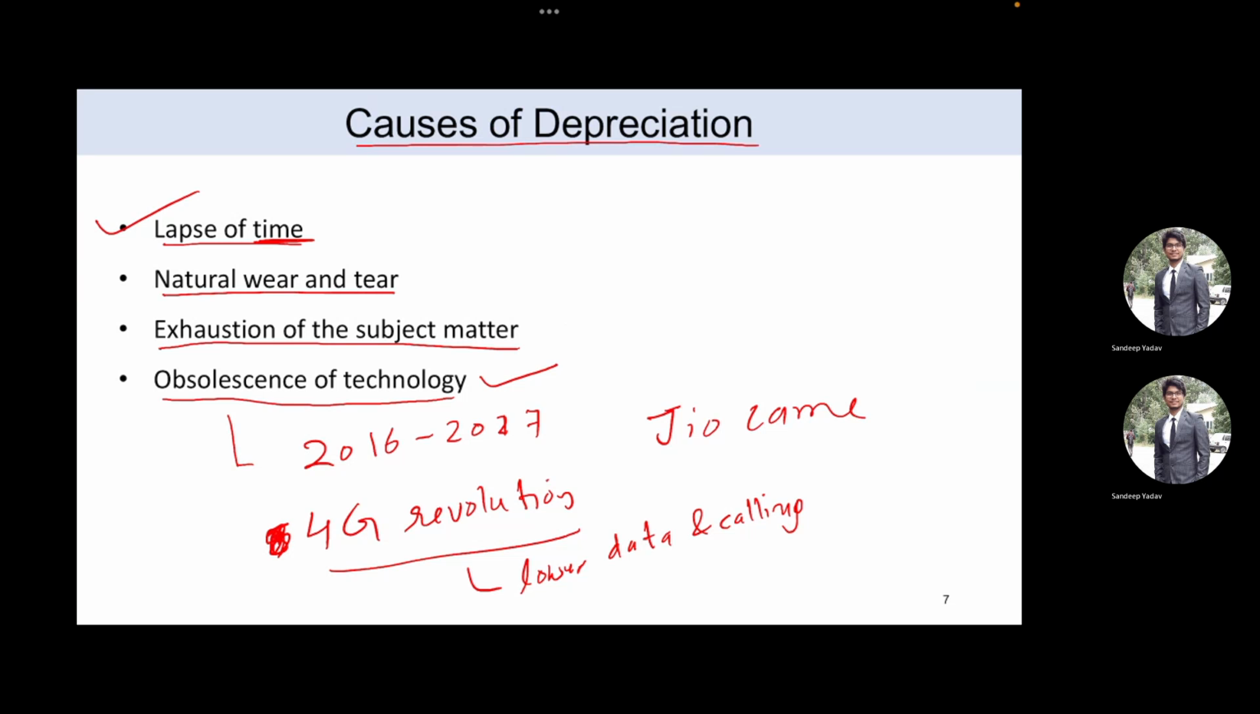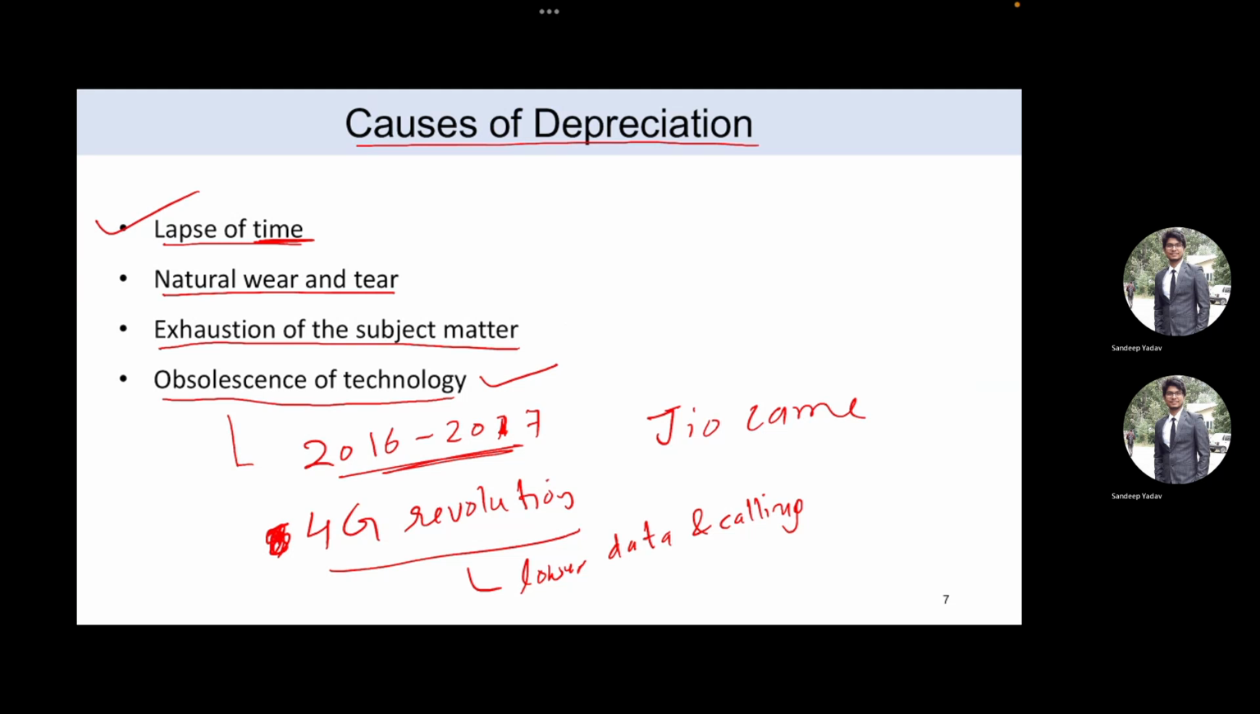Suppose you have purchased a new mobile phone in the same period, but after some use, 1 year or 6 months, you have to change that phone because of the obsolescence of technology, because you wanted to get the same benefits that others are getting. So that can be an example of obsolescence of technology.